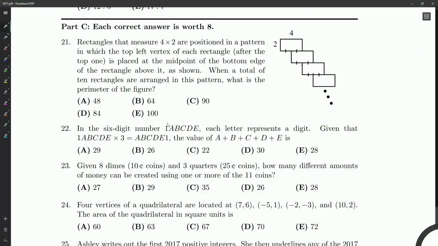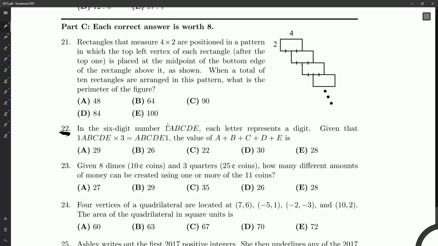Root Beer here, looking at question 22 on our grade 7 Gauss paper. In the 6-digit number 1ABCDE, each letter represents a digit. So we're not multiplying these together. It's a number in the hundred thousands. We could even read it out.